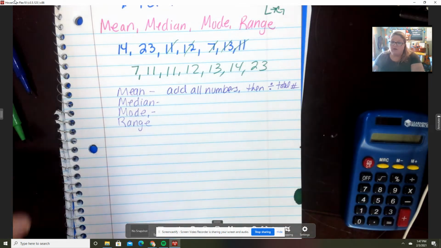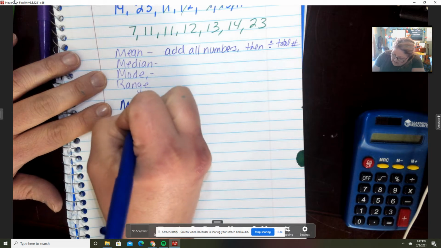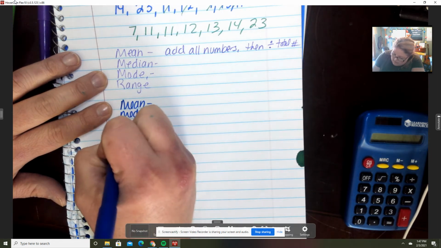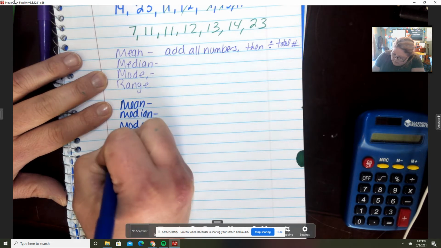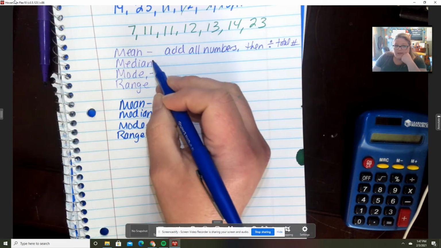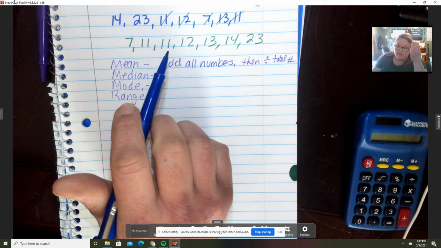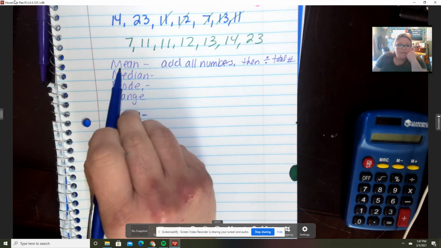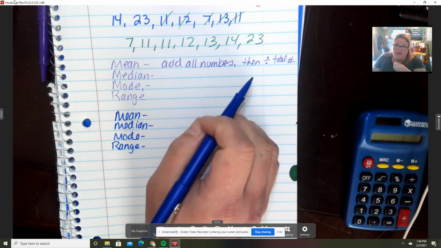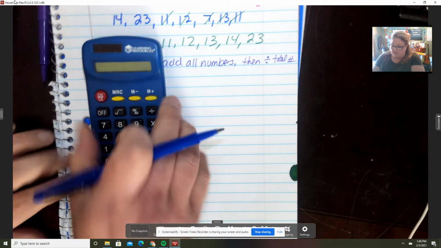Running out of room. So I'm going to rewrite these down here. I decided last minute to give an explanation of each one in your notes. Okay. So median. So, okay. Miss Connor, get a grip. Stop. Mean is add all numbers, then divide by total number. Okay. Mean is average. You add them all up, then you divide. So let's go on and just do that.